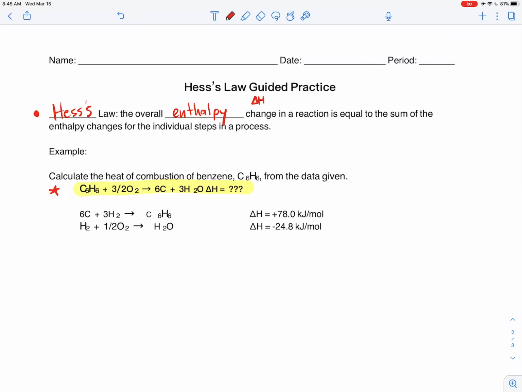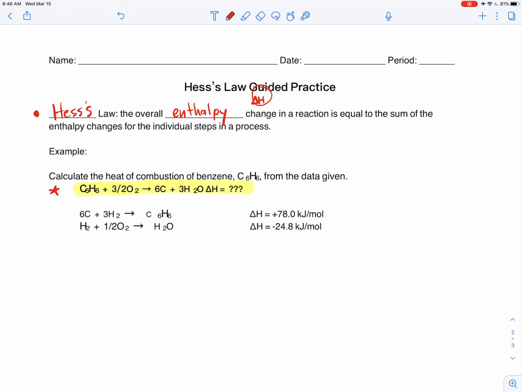All right, today we'll be going over Hess's law. So Hess's law states that the overall enthalpy change, that's delta H right here, in a reaction is equal to the sum of the enthalpy changes for the individual steps in a process.